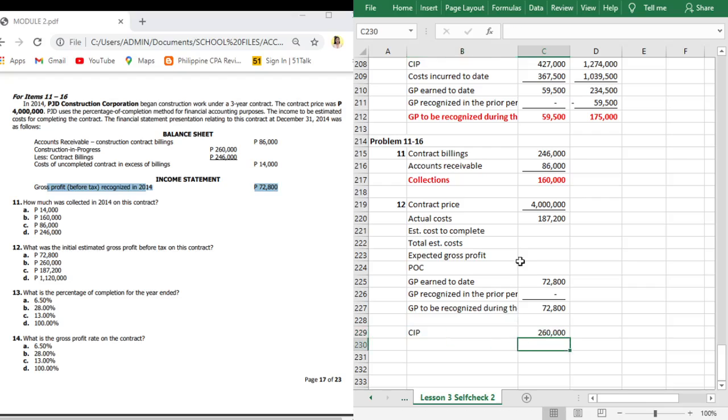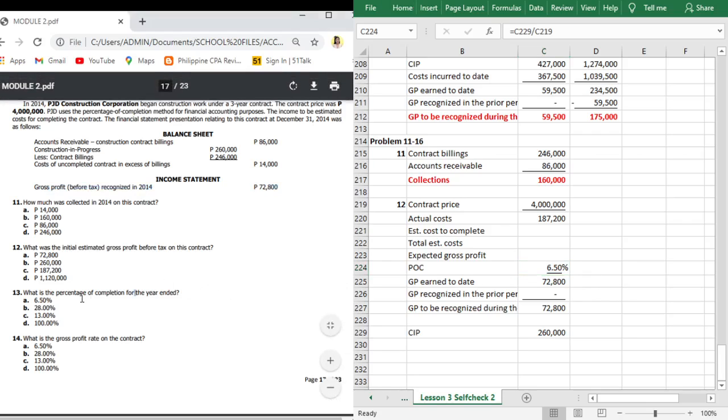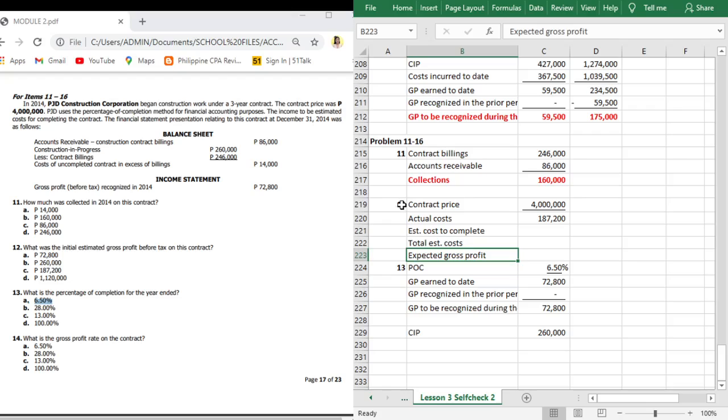Now, how man siya i-multiply? Contract price multiplied by the percentage of completion, you can get the construction in progress. So, that means, given the contract price and the construction in progress, makuha na to ang percentage of completion. So, 260,000 divided by 4 million, the percentage of completion is 6.5%. Okay? 6.5%. So, naana po na siya sa number 13, oh. Tana ko diri number 13, 6.5%.